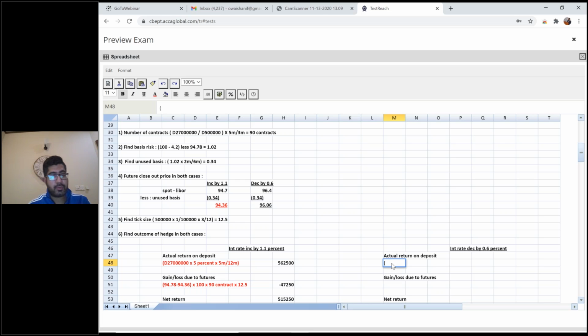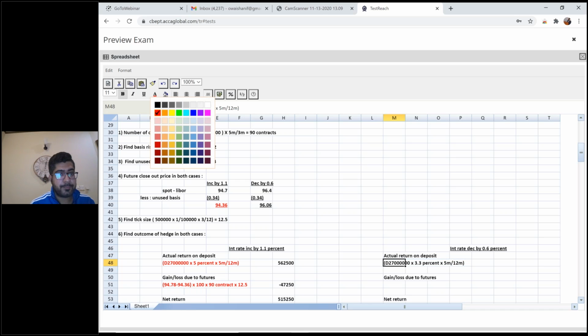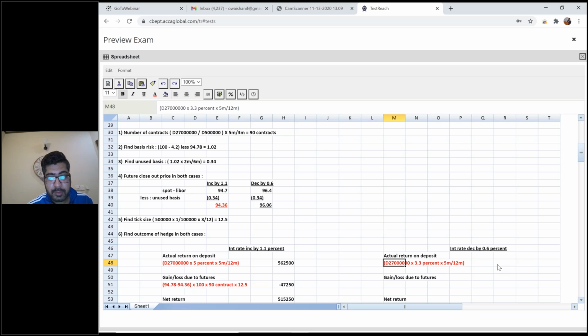Actual return on deposit is the amount, Dinar 27 million. Pay attention, please. Into rate of interest. If interest decreased by 0.6, from 4.2 it becomes 3.6, but you won't get deposit return at 3.6. At 0.3% less, 30 basis points less, 3.3%. Into time period 5 months over 12 months. This makes it 371250. You already got this in FRAs as well.